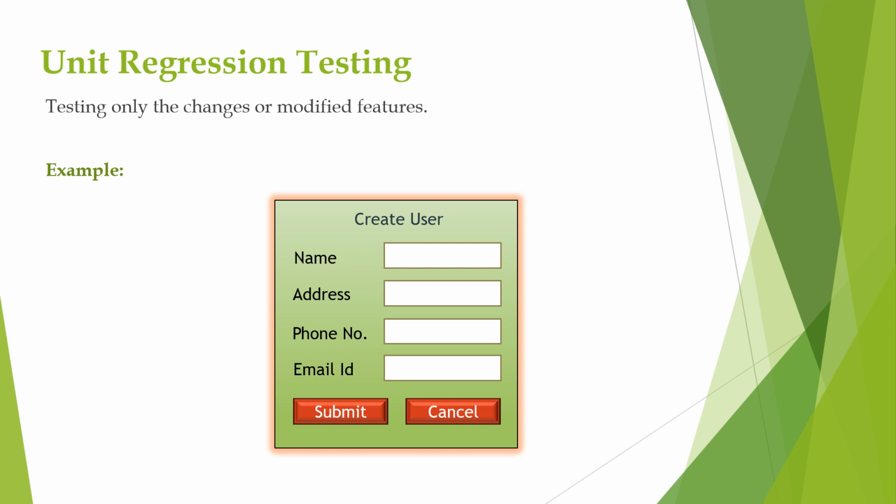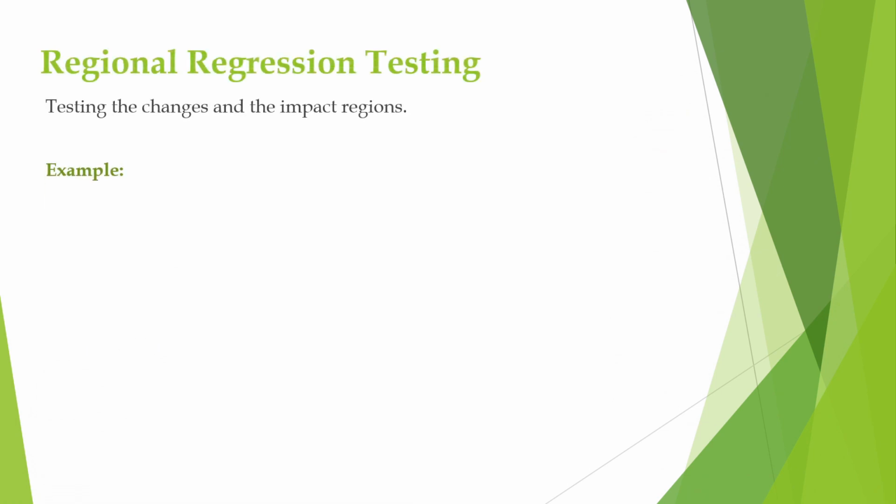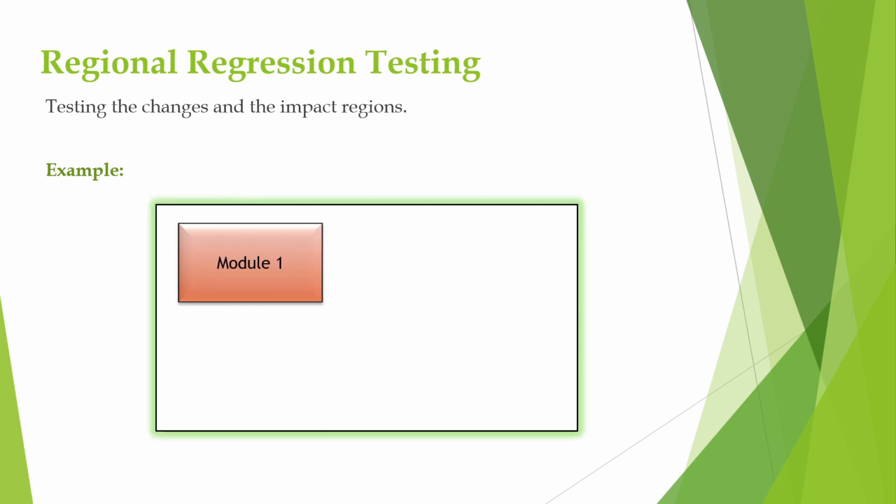Now we'll see another type of testing, that is regional regression testing. Testing the changes that have been done by the developer due to bug fixing and also testing the impacted regions is called regional regression testing. Initially, when a developer starts developing the application, he'll first develop module 1 or build 1 and give it to the test engineer to test. As a test engineer, we'll start testing module 1. By the time we finish testing module 1, the developer would have built another module by adding one more feature. Now he'll give it to us for testing.